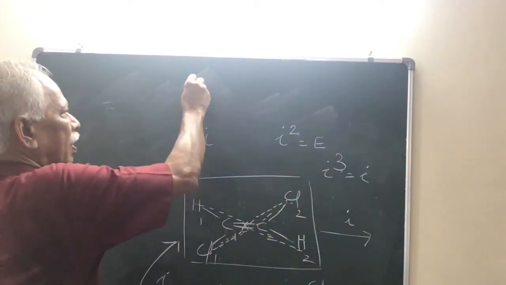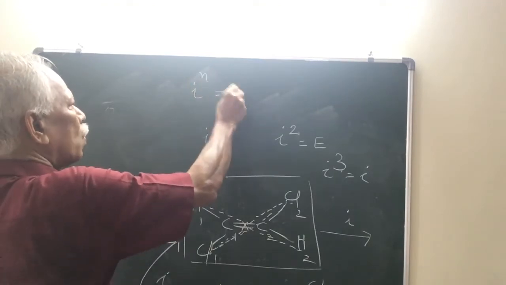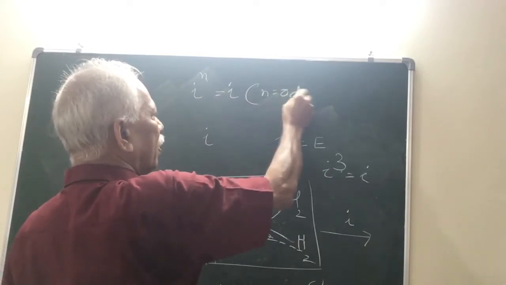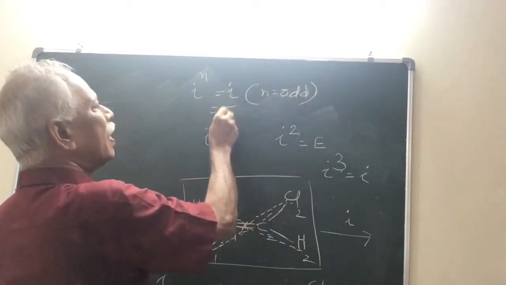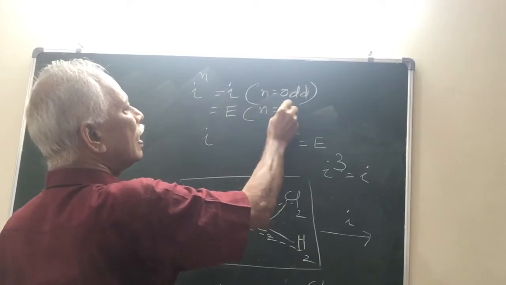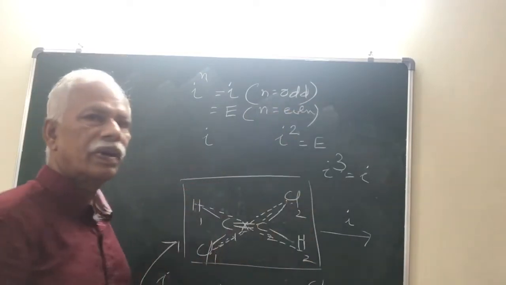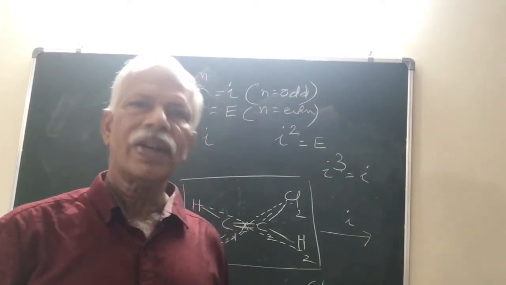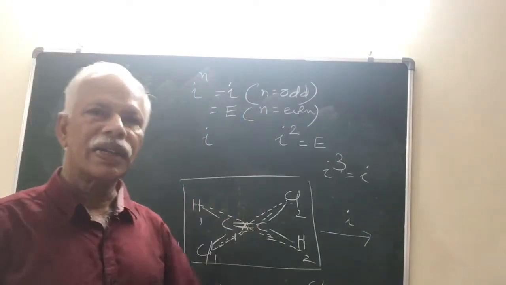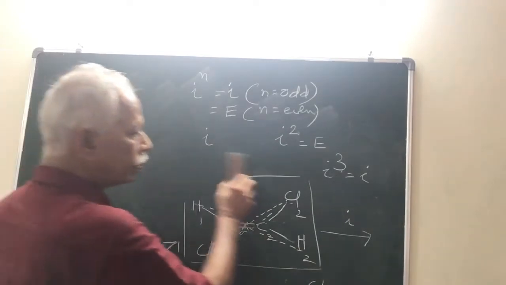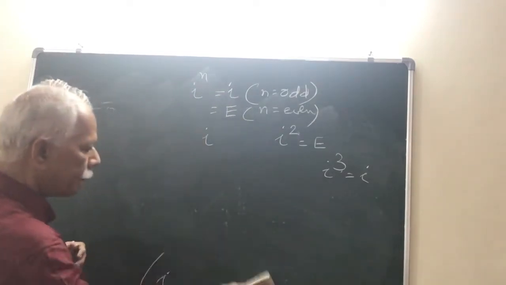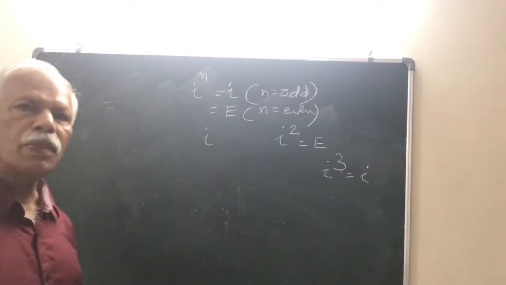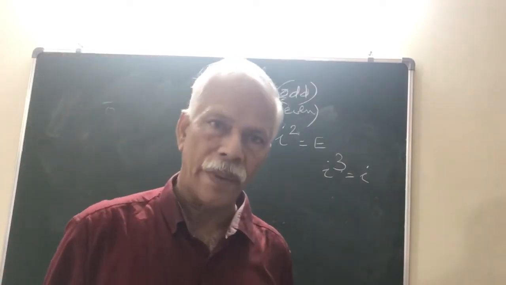Here I can write I raised to n is equal to I if n is odd and is equal to identity if n is even. The center of symmetry generates only one distinct operation, which is I itself. There can be molecules with center of symmetry alone.